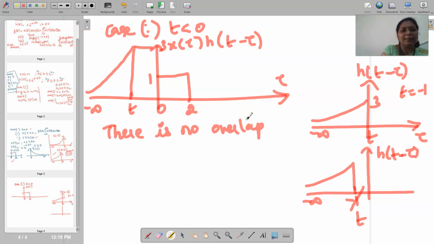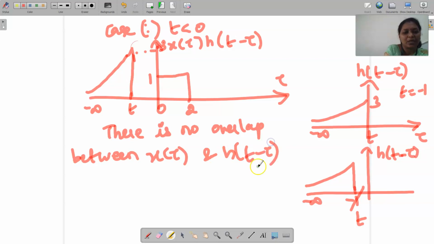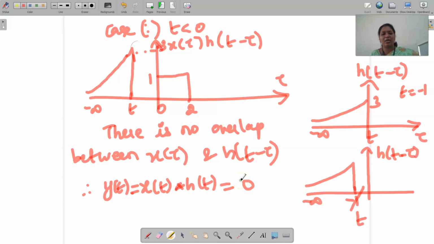There is no overlap between x of tau and h of t minus tau. Therefore, your convolution y of t equal to x of t star h of t is equal to 0. If there is no overlap, you can say that the convolution is equal to 0.